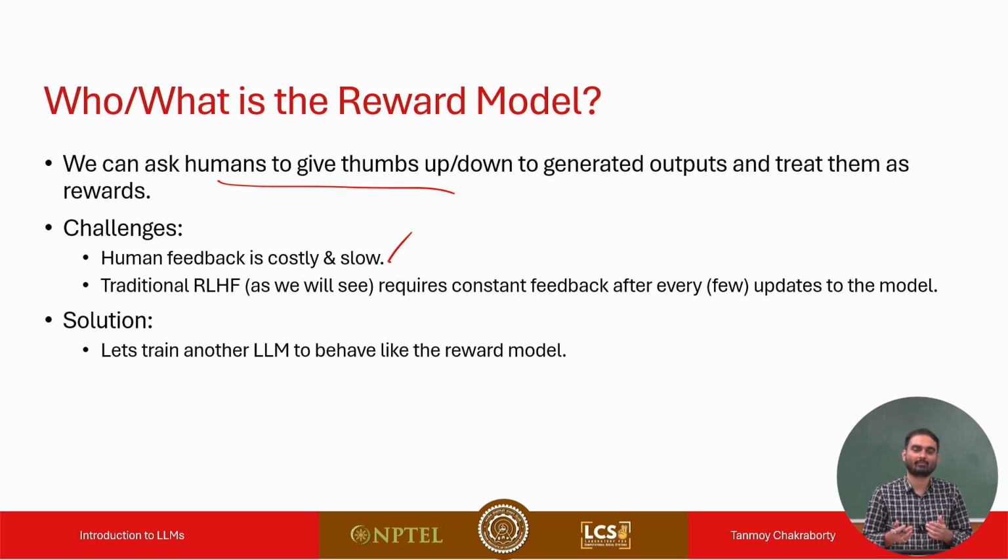Of course, you can think of a hybrid approach where some subset of the output generated by the model can be annotated by humans, whereas the rest of the outputs can be annotated by LLM's feedback and stuff like that. But essentially, in this kind of setup, we will use an LLM which will act as a reward model, from the beginning. So traditionally, the term that we use is RLHF, reinforcement learning from human feedback.